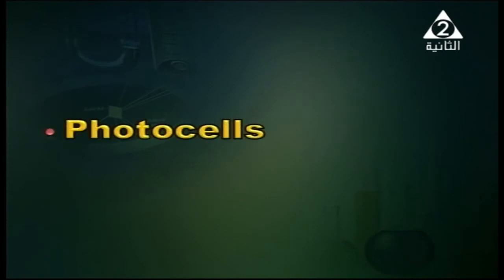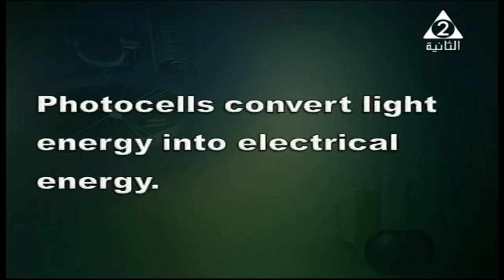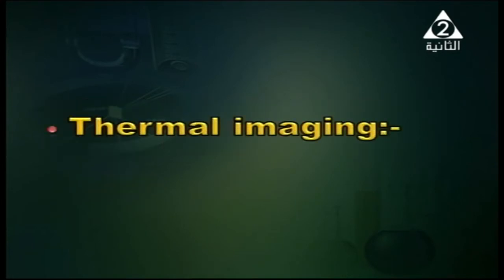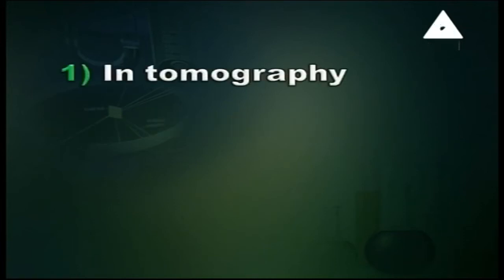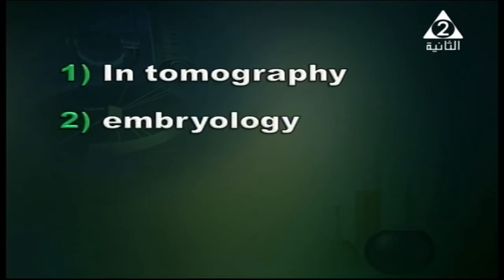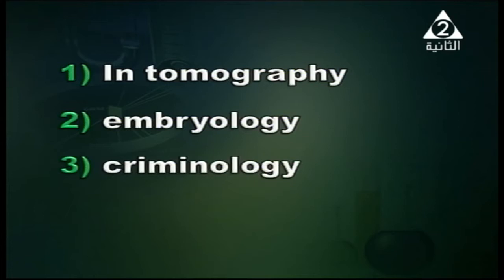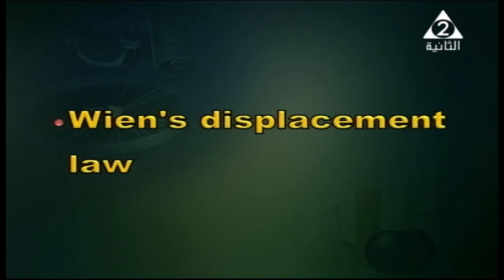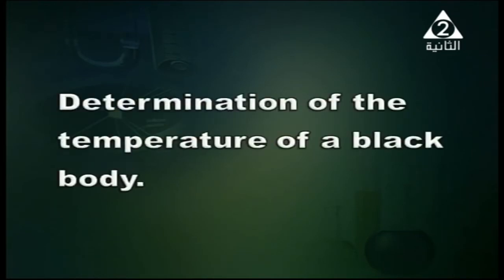Use of photocells. Photocells convert light energy into electric energy. Use of thermal imaging in tomography, embryology, criminology, and night vision. And we want just one use or application of Wien's displacement law. We can use it to determine the temperature of a black body.